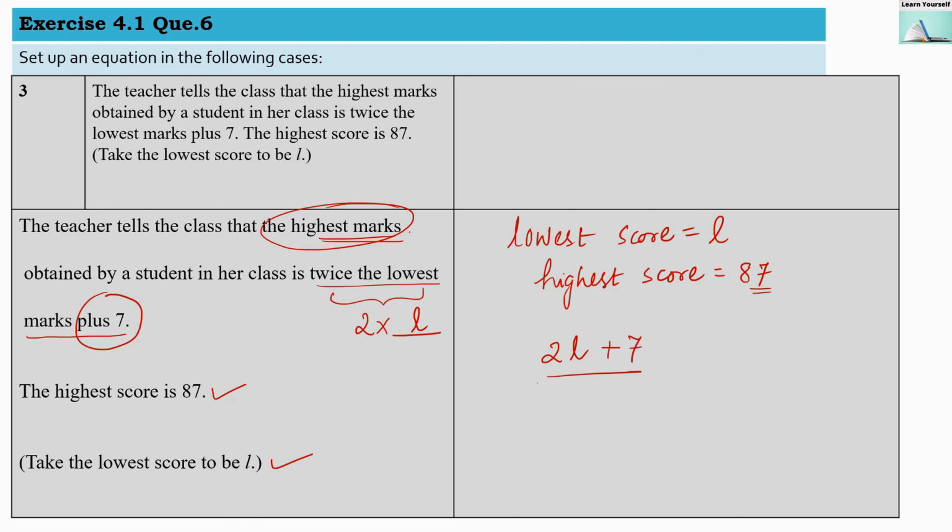Now what is this information? Highest score. The teacher told that the highest mark is this much. So this is going to be equal to 87. So this is our equation: 2L plus 7 equals 87.